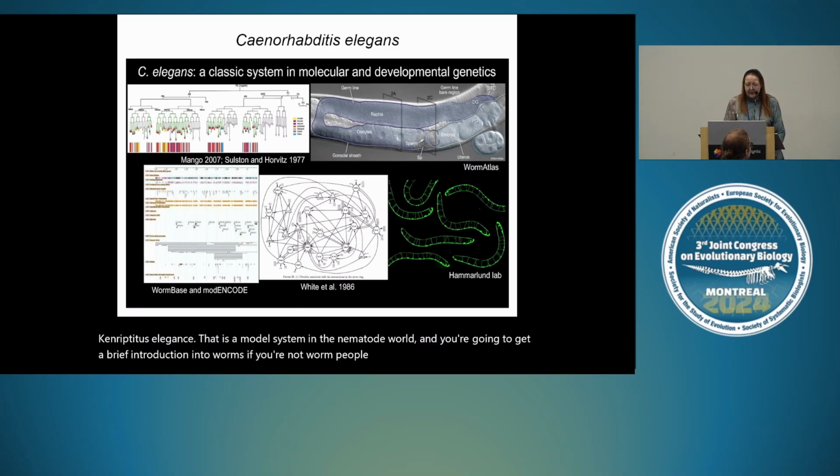C. elegans is a model system. It's well known in nematode studies. Maybe you've heard of it a little bit in other biological studies. It is tiny. It's about 1 millimeter in size. It can be found worldwide, and it lives in detritus, rotten fruits, rotten flowers, and such like that.